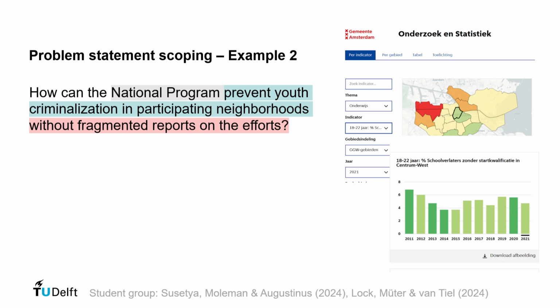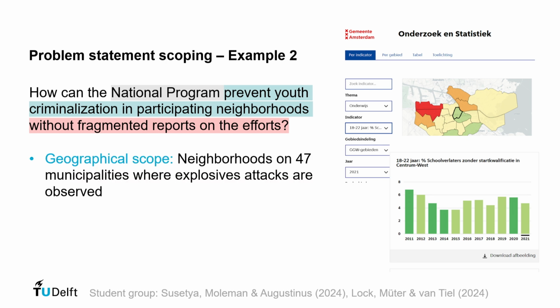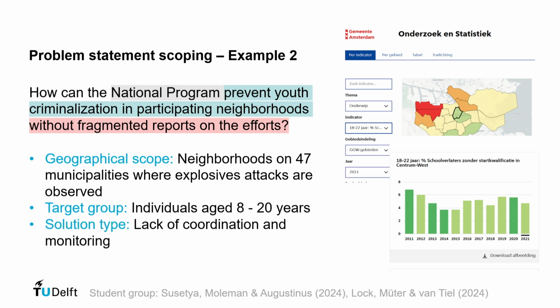Let's look at the second example. Students from another group focused on youth criminalization and formulated the problem at national level. How can the national program prevent youth criminalization in participating municipalities without fragmented prevention and monitoring efforts? They defined as geographical scope 47 municipalities where explosive attacks are observed at a neighborhood level. They defined youth as a target group by considering individuals aged 8 to 20. They considered undesired effects related to the lack of coordination and monitoring.